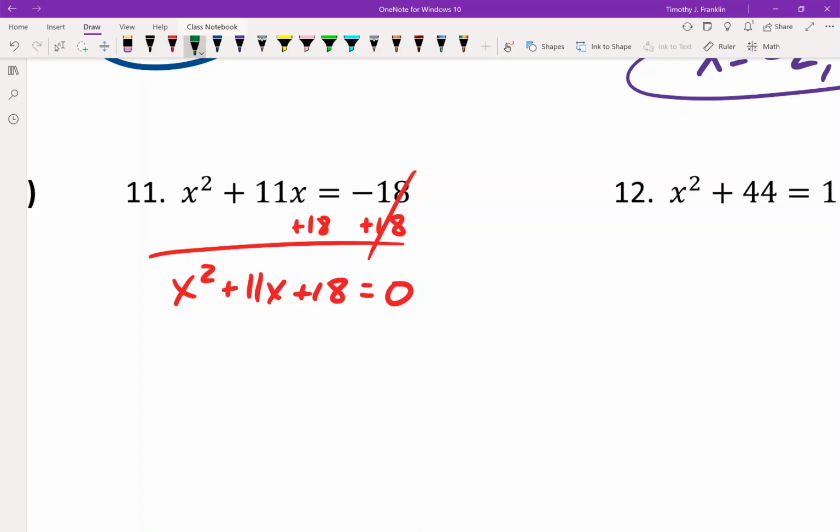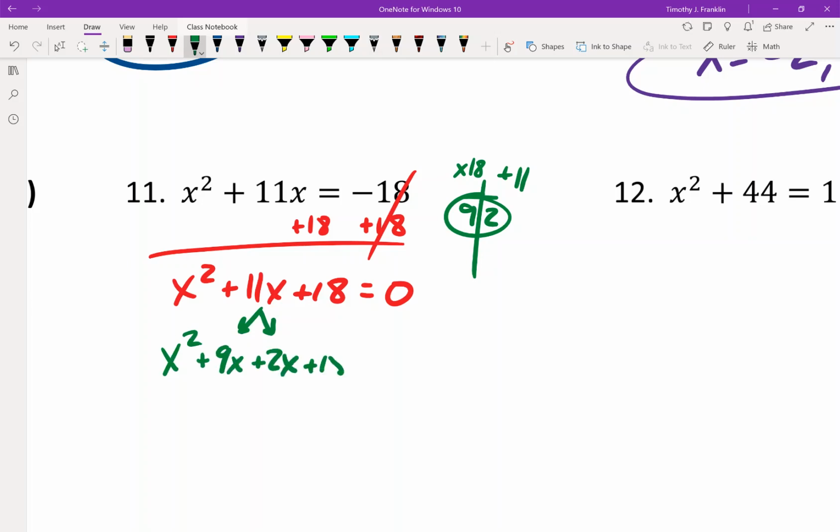So we need two numbers here that multiply to 18 and add to 11, which it looks like that's going to be 9 and 2. 9 times 2 is 18. 9 plus 2 is 11. So we'll split this middle term into those two numbers. Don't forget to keep in mind that we're still equal to 0. Factor by grouping, so that's x times x plus 9 and 2 times x plus 9.